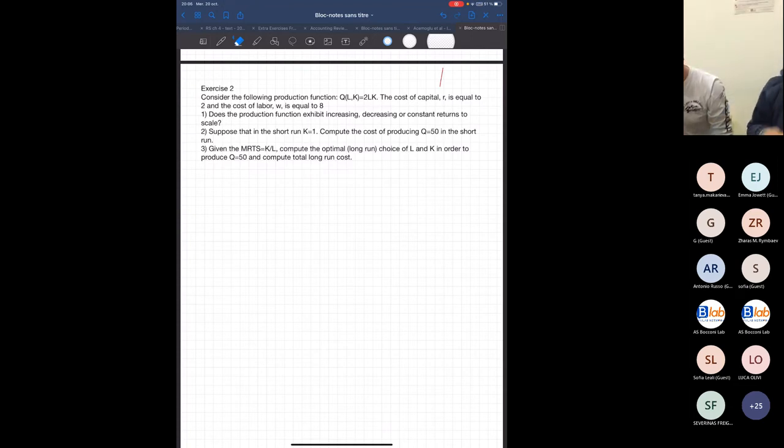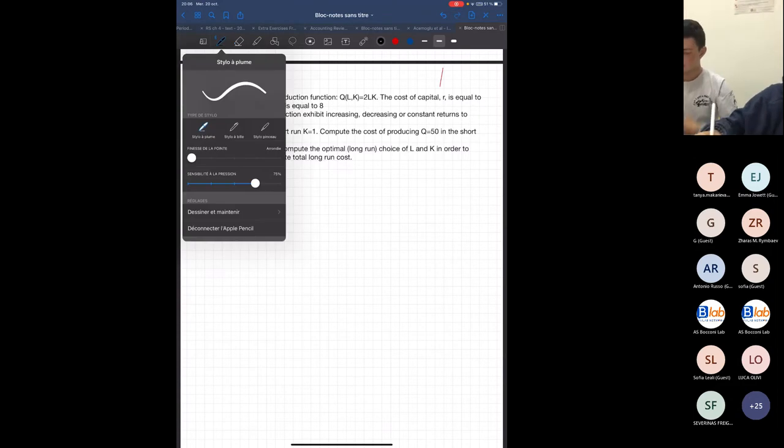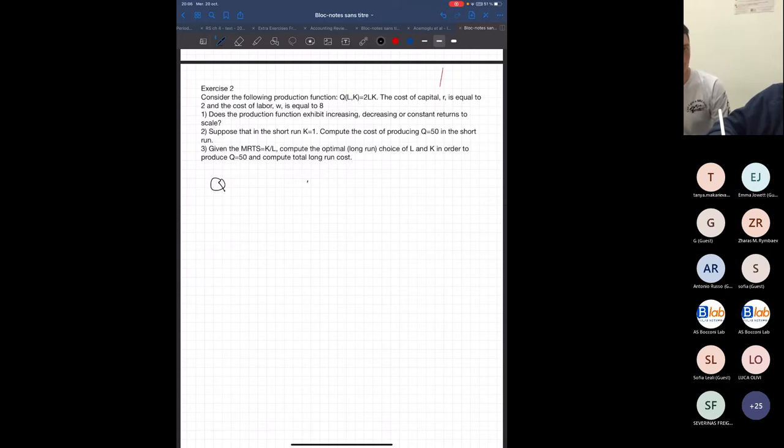Okay, guys, we're gonna solve the second question now. So I'm gonna just write again the production function. Okay, so Q is equal to 2L. In the exercise, they want to produce 50 units. So we have 50 equals 2L, and we know that K is equal to 1.